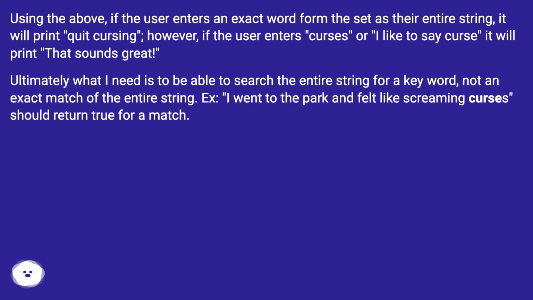Using the above, if the user enters an exact word from the set as their entire string, it will print "quit cursing." However, if the user enters "curses," or I like to say "curse," it will print "that sounds great." Ultimately, what I need is to be able to search the entire string for a key word, not an exact match of the entire string. For example, "I went to the park and felt like screaming curses" should return true for a match.